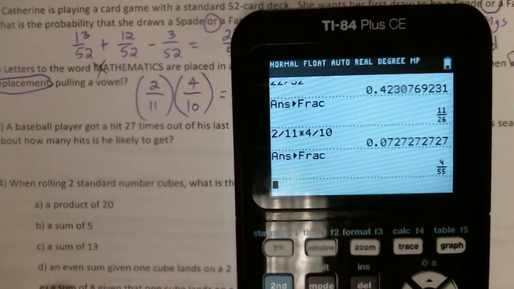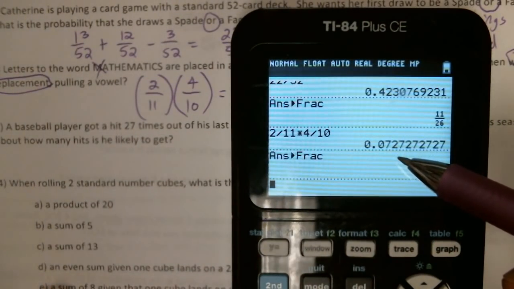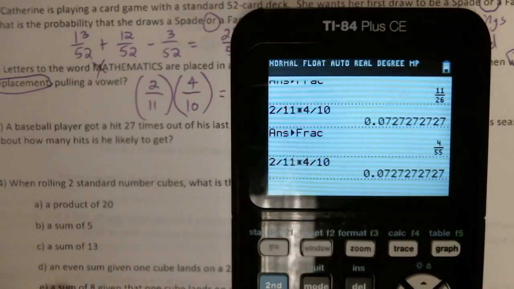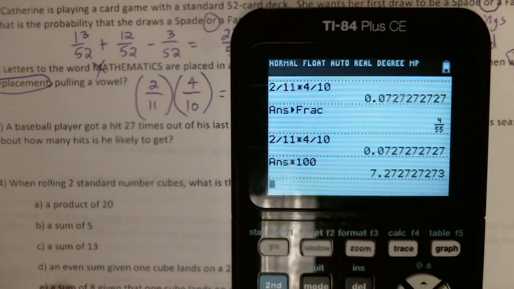By the way, if the answer's tomorrow in terms of percentages, when you do 2 divided by 11 times 4 divided by 10, that's a decimal. If I want the percent, I just move the decimal 2 spots or I multiply by 100%. This would be the same thing as 7.3%. Okay.